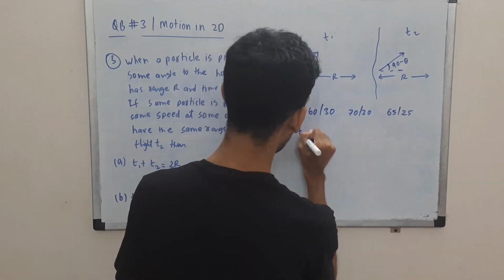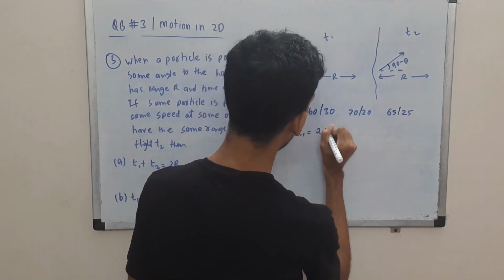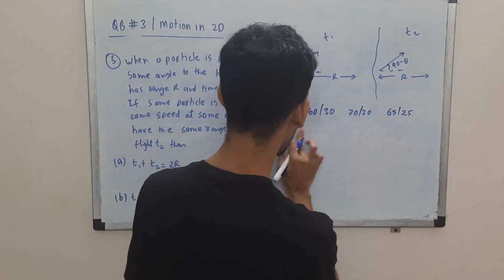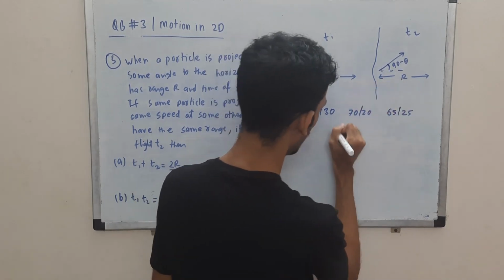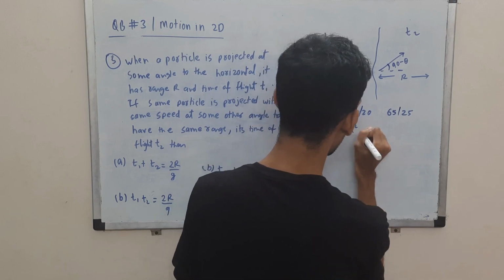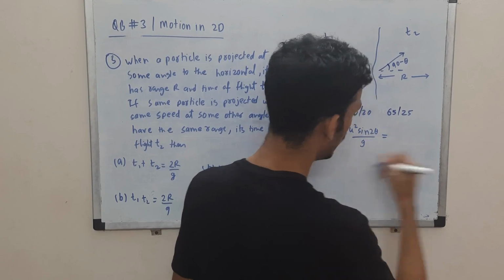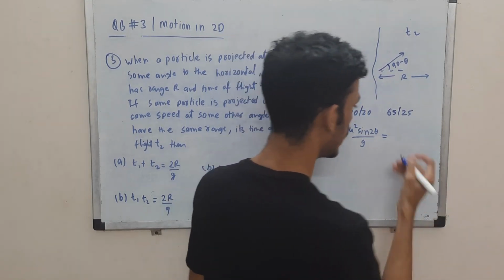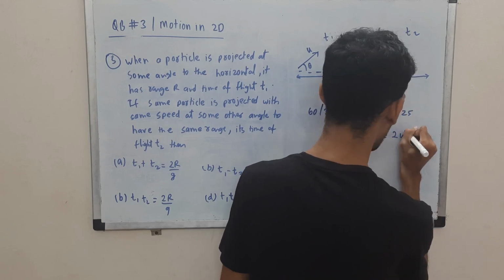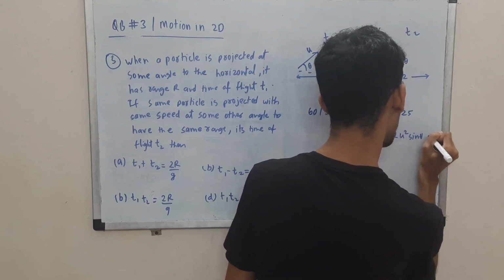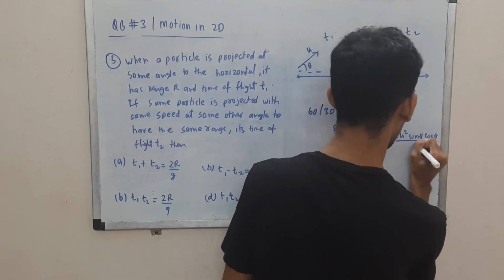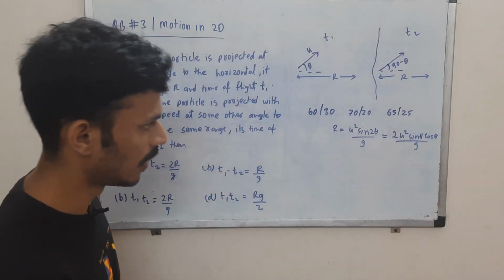First of all, we can find T1. Let's find R first, because R is the same for both. It's mentioned in the question. So it's u square sine 2 theta by g, this is the formula, or I'll write it in the expanded form. Sine 2 theta I can write as 2 sine theta cos theta, right? So 2u square sine theta cos theta by g. Okay, this is our value of R.